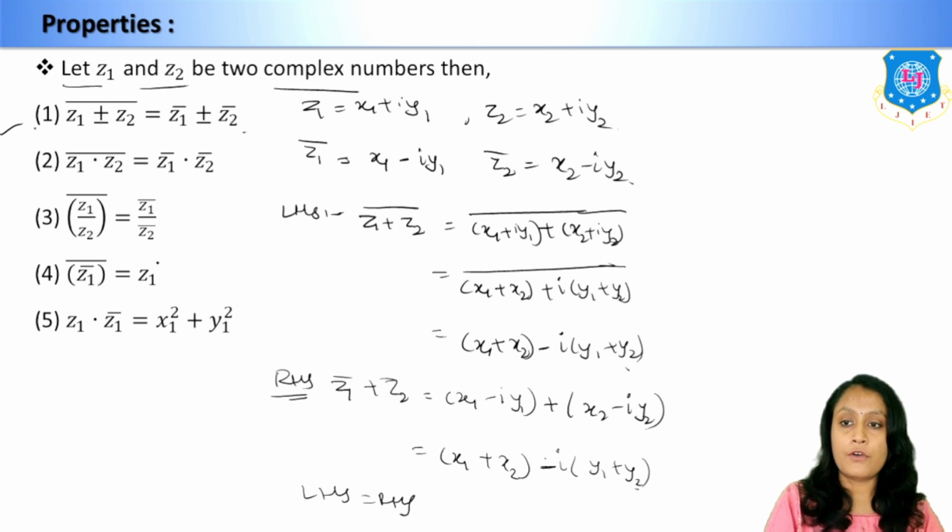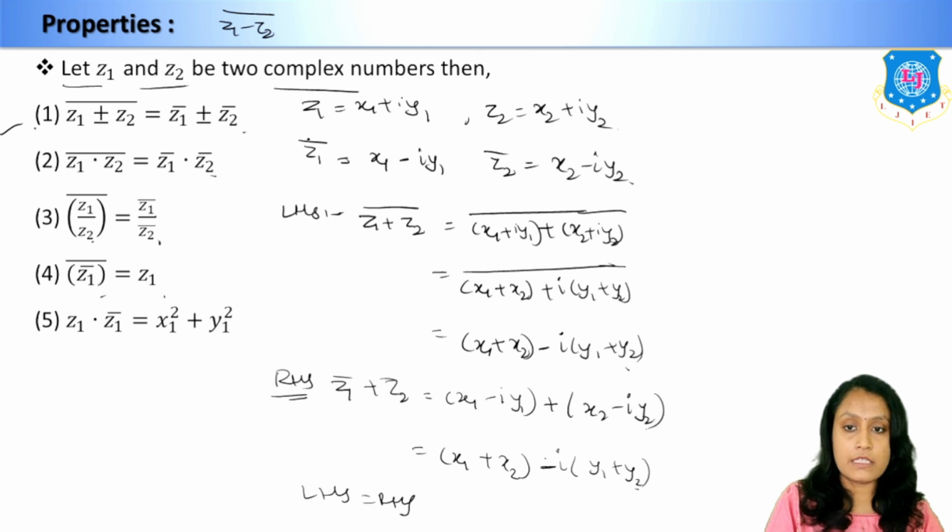Similarly, you can solve for z1 minus z2 bar. Also, we can solve for conjugate of z1 z2, which is equal to conjugate of z1 into conjugate of z2, and conjugate of z1 upon z2 is equal to conjugate of z1 upon conjugate of z2. The fourth property is conjugate of the conjugate of z1, that is z1.